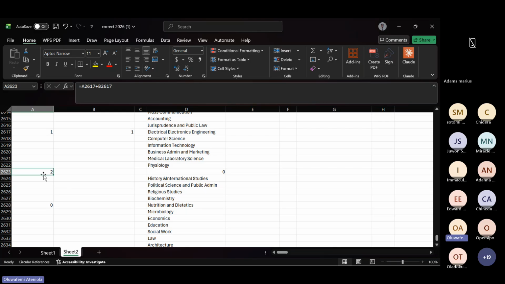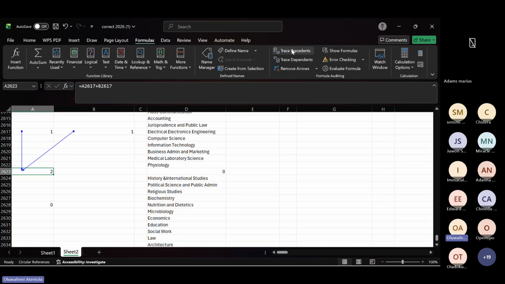Let me quickly show you this. I go to my formula and my trace precedence. This is trying to tell you that the results you are getting in this cell is from an operation or something happening between these two cells to give you an answer. If we investigate this as well, you will notice that it is pointing to other cells.